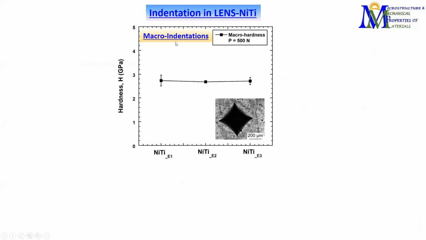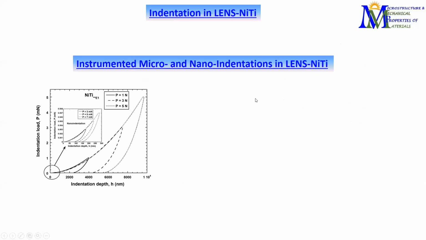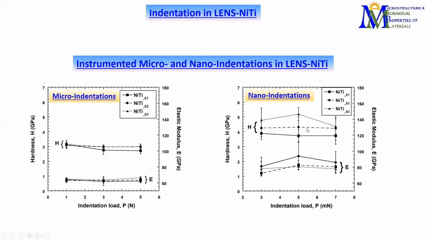We started using macro indentation using a high amount of load, and we see that there is not much difference in the hardness that is generated. Okay, moving on to the micro and nano indentation. In case of micro indentation also, we have seen some differences in the hardness, particularly for the E2 and the E3, which becomes much clearer if we do the nano indentation. So we are now probing a very small volume fraction. Okay, so the property changes are becoming apparent from this kind of study at a very precise level.